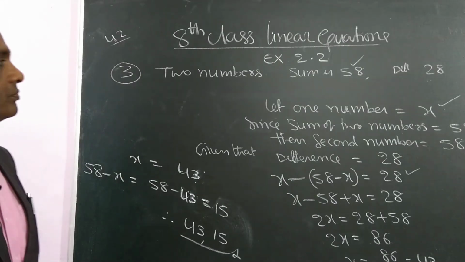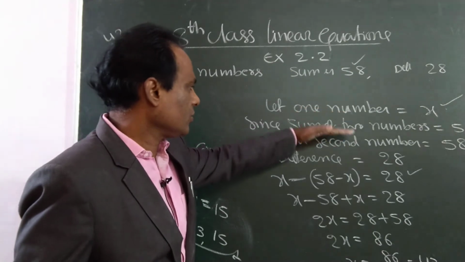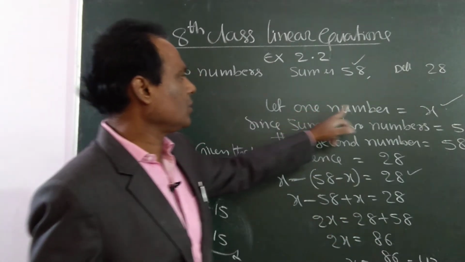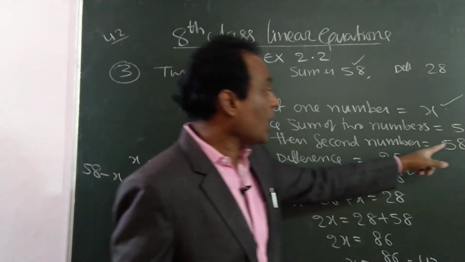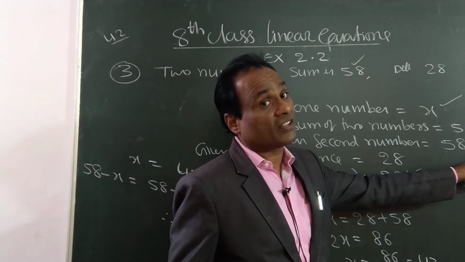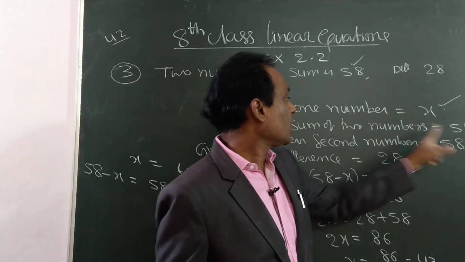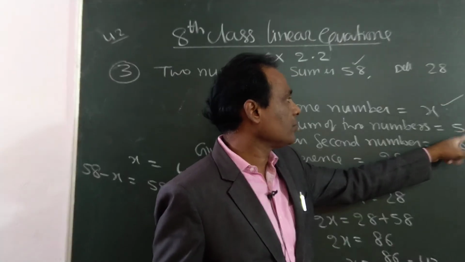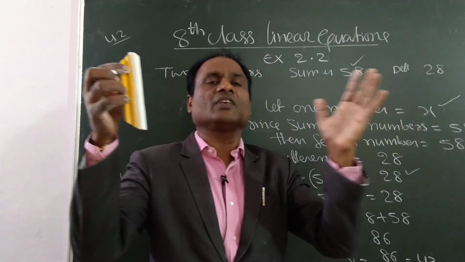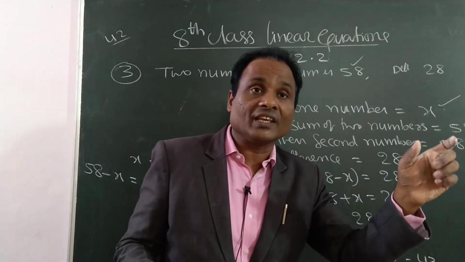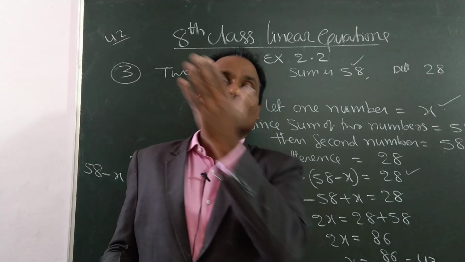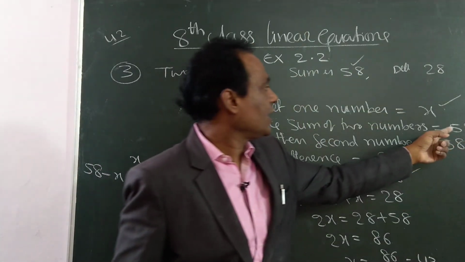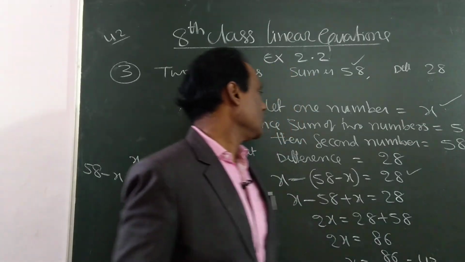See the steps, step by step. First, any number will be taken as x only. Second, how I got 58 minus x, that you have to understand. If suppose the sum of two numbers is 10 and one number is 3, what will be the other number? Automatically 7. How do we get that 7? 10 minus 3. Same way, 58 minus x.